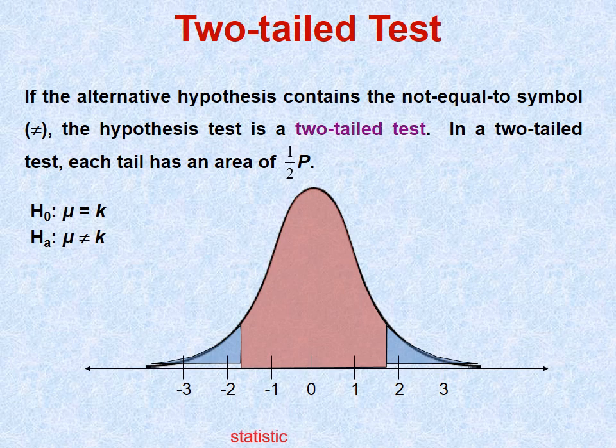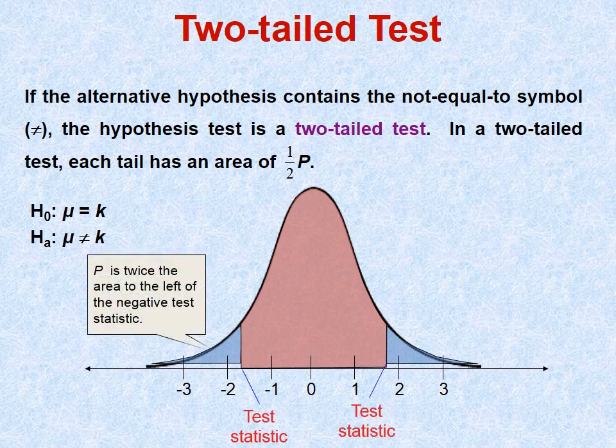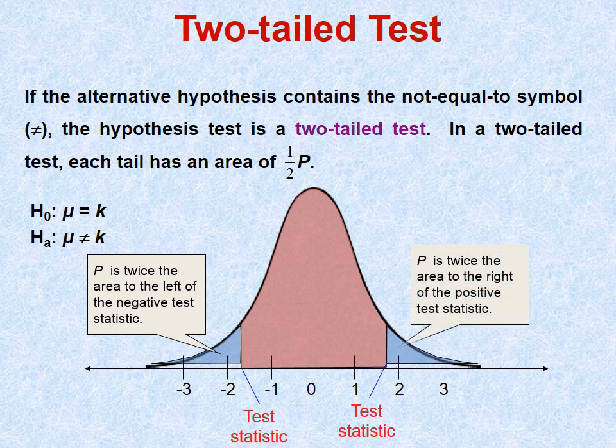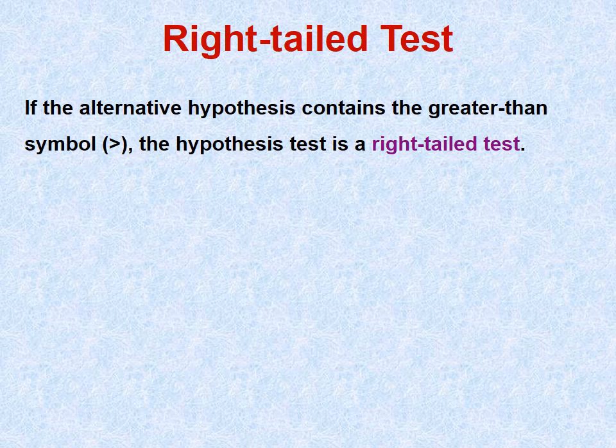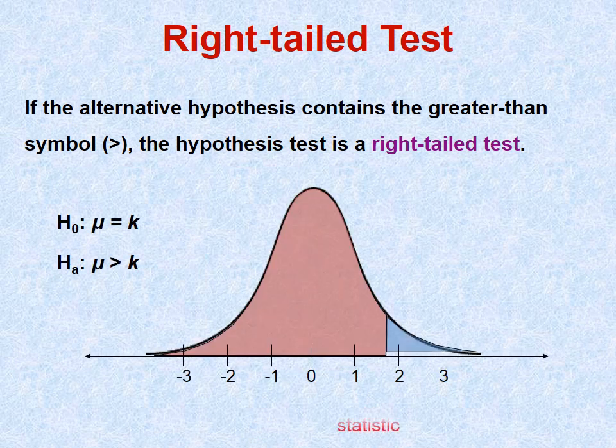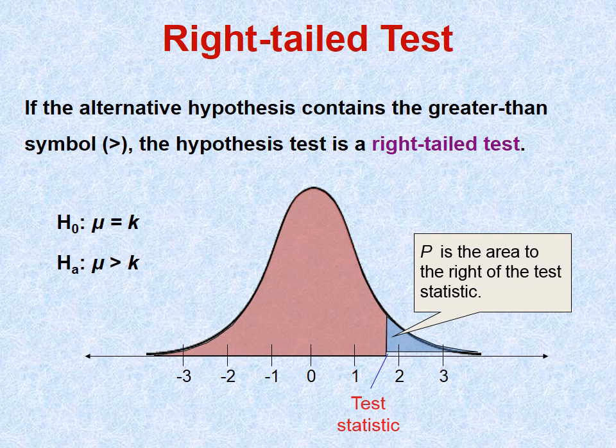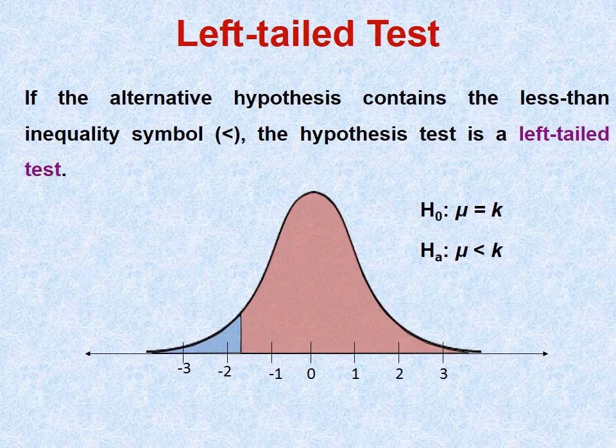So this is the graph that we use for a two-tail test, the probability level. And this is for a right tail test, and we have the graph for left.